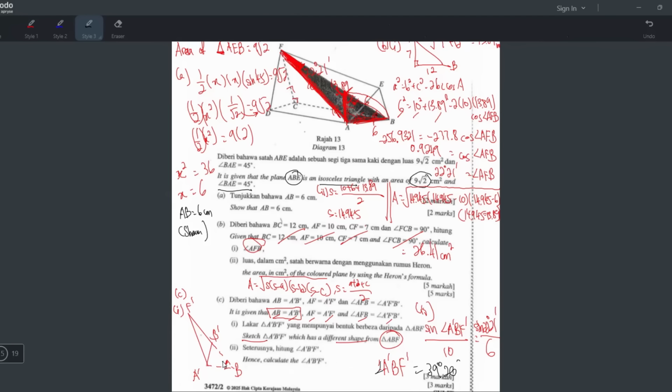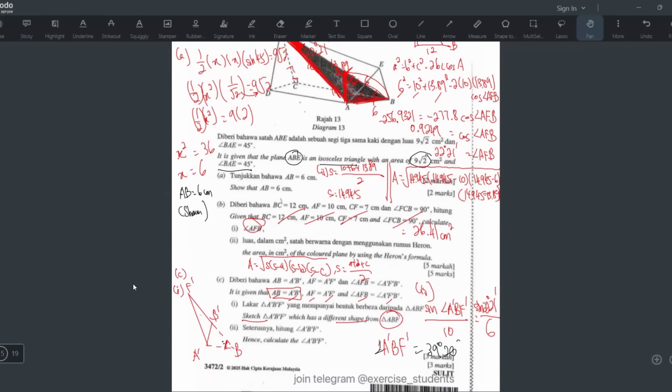So this cannot be more than 90. Because if this is more than 90, this is also these two angles same, so when you add, then you get more than 180, then it doesn't make sense already. That's why you take the first quadrant answer lah. But still it's important to know that. Yeah. It's still important to know. That's why I'm telling you now.